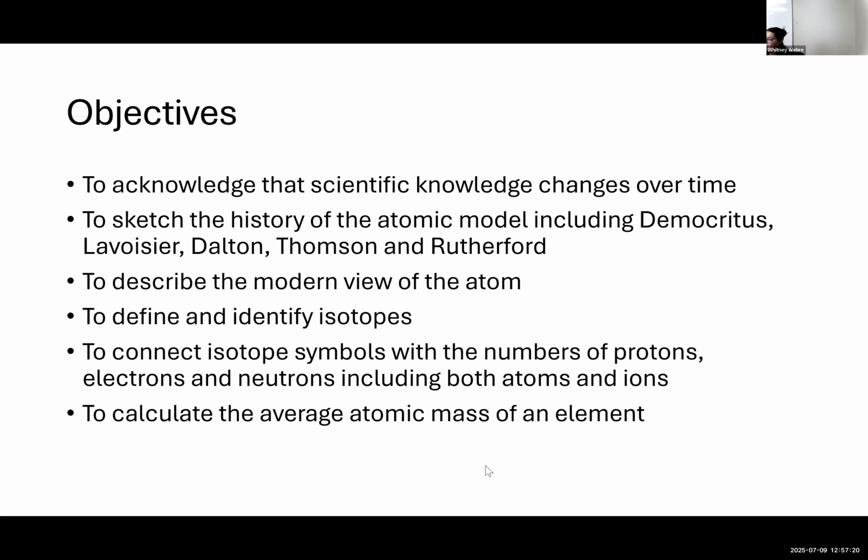The objectives of this section, 3.2, are first to acknowledge that scientific knowledge changes over time. That's very important. I know Gen Chem probably in the last 25 years hasn't really changed much, but science is constantly changing. Certain theories that we developed maybe 30 years ago or 130 years ago are constantly being improved over time with more and more science. This is relevant to everyday life: something we might have thought was always true when we were younger might not be true because it's been disproven now.